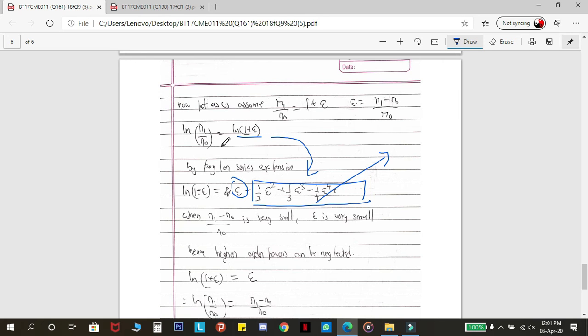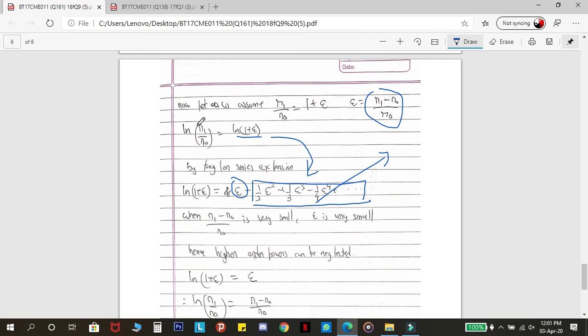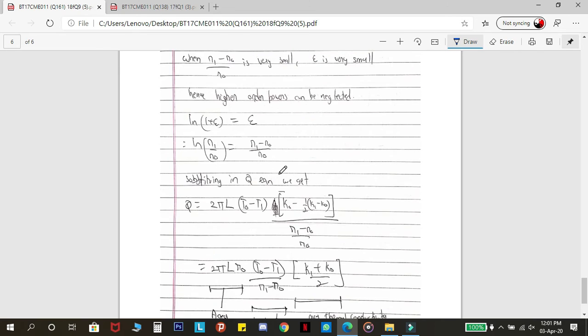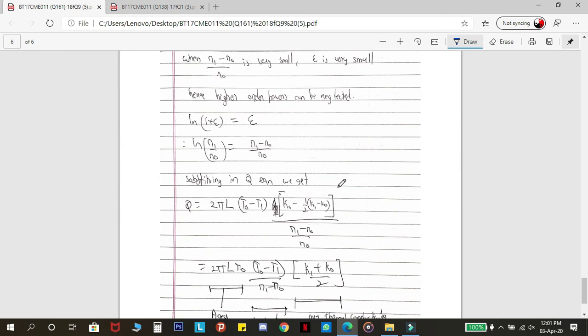So you can substitute this back over here, and epsilon is this. So you end up with ln of R1 by R0 equal to epsilon, which is this. So you can substitute over here as R1 minus R0 by R0. Substituting that, R0 will go to the numerator, R1 minus R0 will remain in the denominator, and this is your final Q expression.